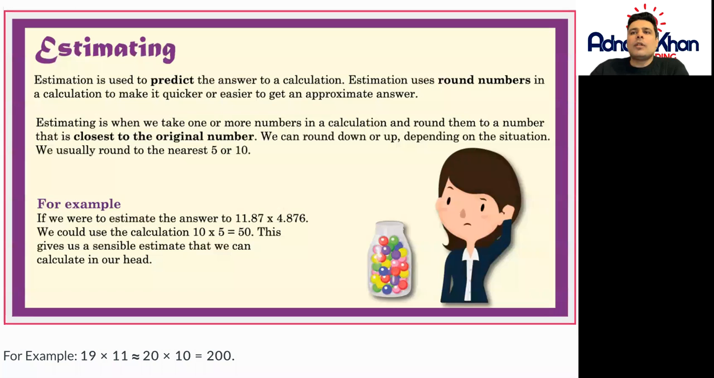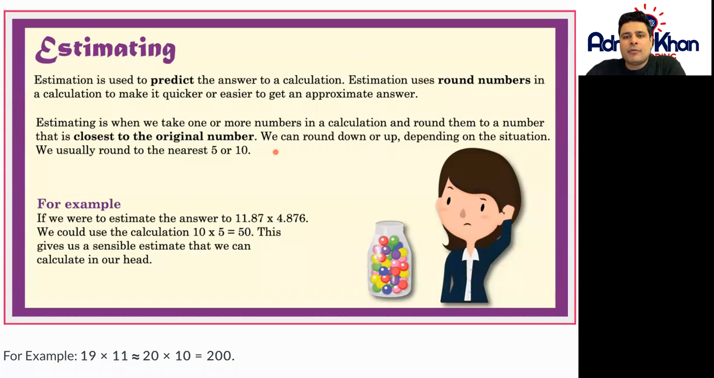Welcome to estimating. So estimating is used to predict the answer to a calculation. Estimation uses round numbers in a calculation to make it quicker or easier to get an approximate answer. Estimating is when we take one or more numbers in a calculation and round them to a number that is closest to the original number. We can round down or up depending on the situation. We usually round to the nearest 5 or round to the nearest 10.